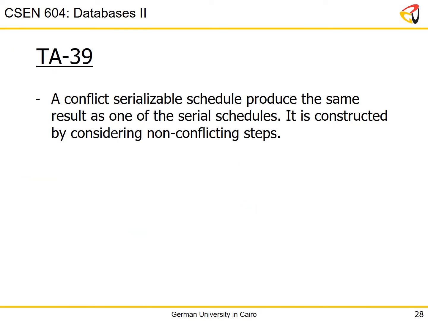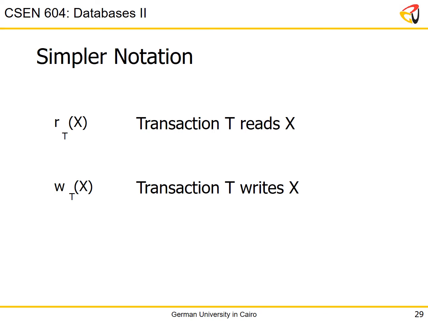So to summarize, a conflict serializable schedule produces the same result as one of the serial schedules. It is constructed by considering non-conflicting steps, and we will see what that means shortly. To understand this notion of conflicting steps, I'm going to introduce a notation just to speed up the writing of the steps of reads and writes.